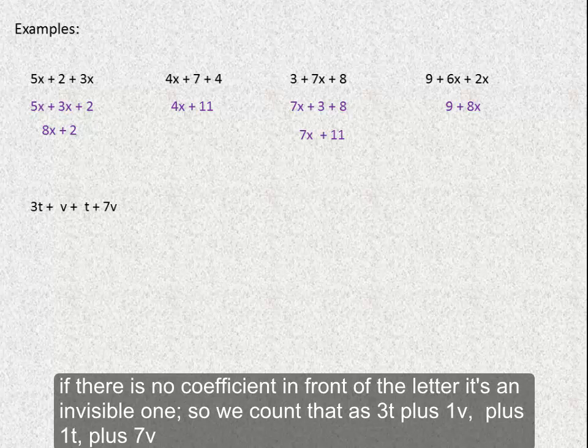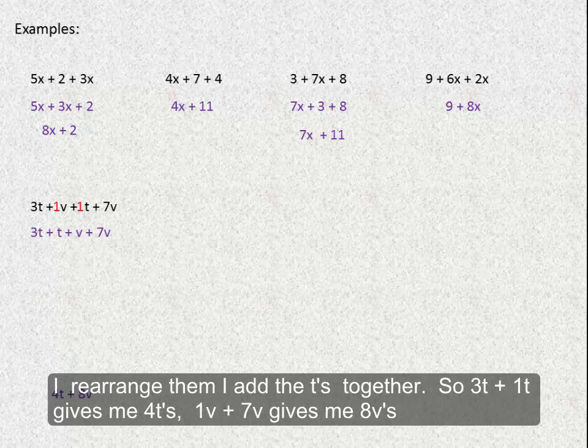If there is no coefficient in front of the letter, it's an invisible 1. So we count that as 3t plus 1v plus 1t plus 7v. I rearrange them. I add the t's together, so 3t plus 1t gives me 4t's. 1v plus 7v gives me 8v's.